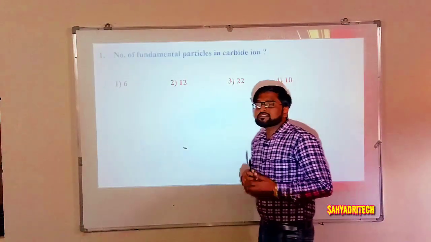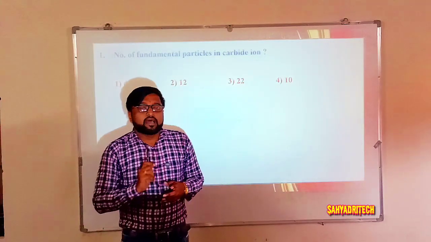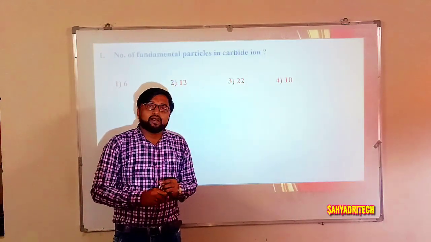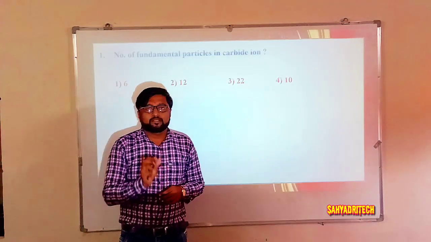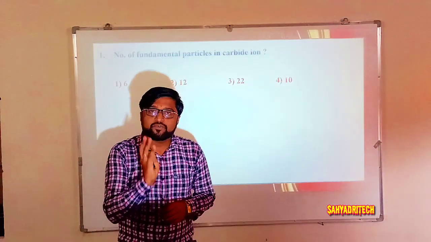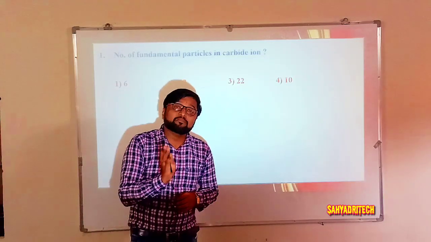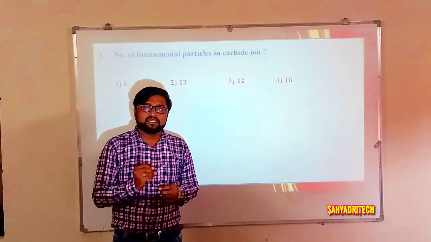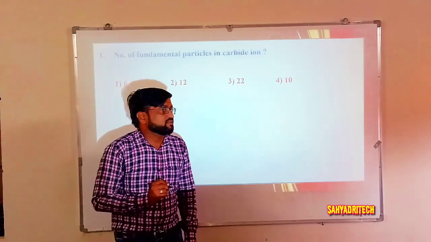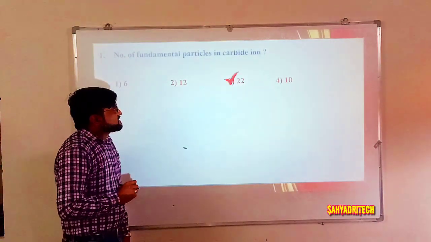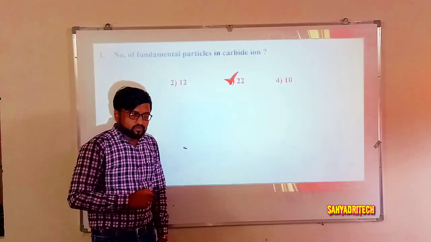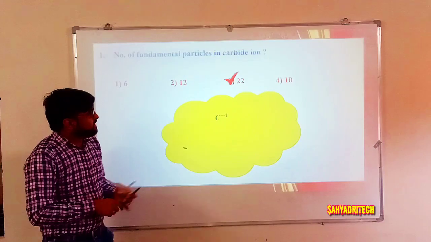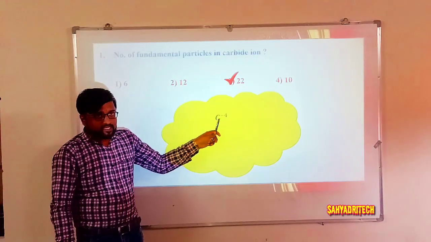Well, here what is carbide ion? Carbide ion is nothing but a carbon atom carrying -4 charge. Carbon atom carrying -4 charge is called carbide ion. So -4 charge means C4 minus. So I can say here the answer is 22. How we got that answer: carbide, C4 minus.